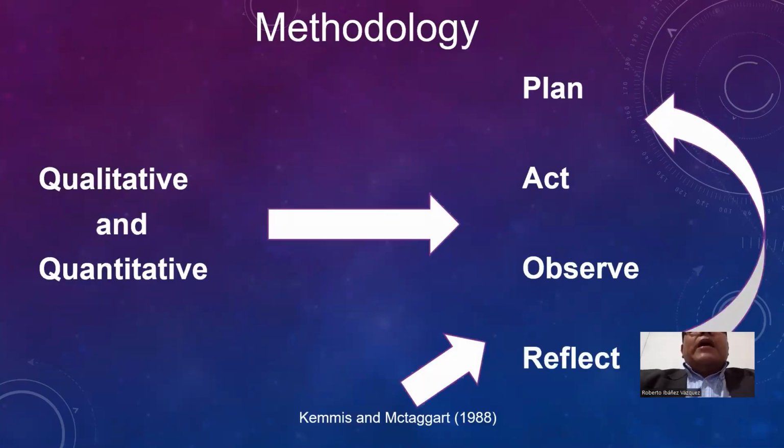Well, now I am going to talk about the methodology. Action research can be considered as a self-reflection process that involves exploring our own teaching context. So, this proposal will be a mixed research. It will have qualitative aspects and quantitative aspects. And according to Kemmis and McTaggart in 1988, these cycles will be used: first plan, then act, then observe, then reflect, and then start again.